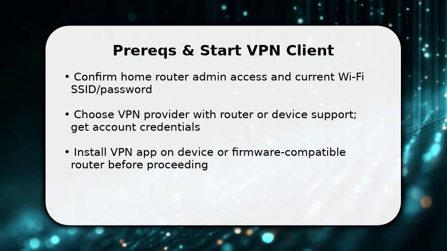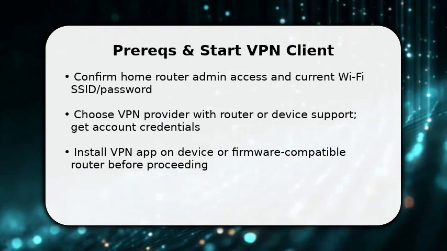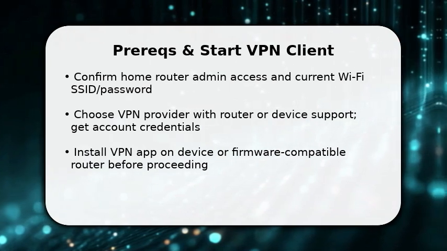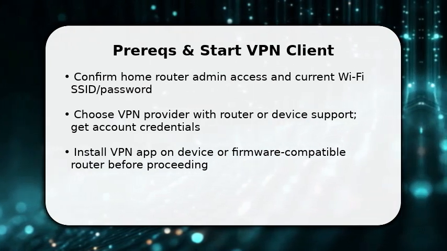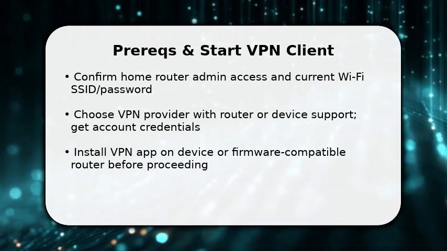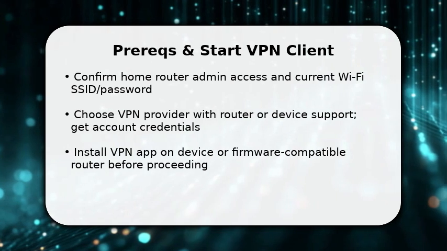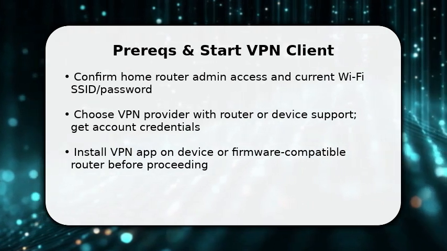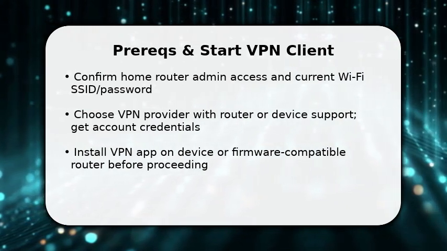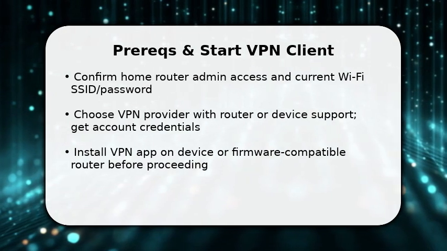Enjoy the video. You begin by confirming prerequisites. You need router admin access, your Wi-Fi SSID and password, and an active VPN account. Once you have those, install the VPN client on the device you'll use or on a router that supports VPN firmware. Make sure to download credentials, config files, or the OpenVPN/IKEv2 files the provider gives you.